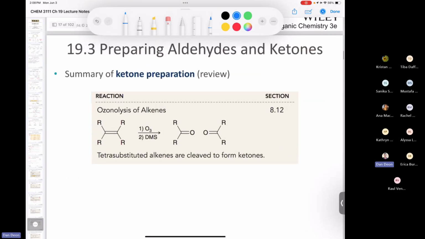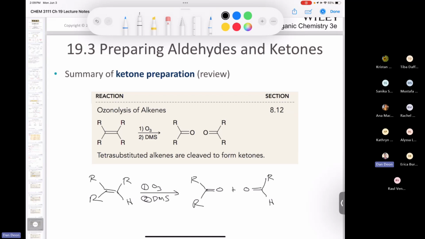And then this is the one I was going to start talking about and stopped myself: if you have a tetrasubstituted alkene, that's going to give you a pair of ketones when you do the ozonolysis. Also, one that's not in here is what if you had a trisubstituted alkene like this? In that case, if you treated it with ozone followed by DMS, you would end up with a ketone and an aldehyde. So that's kind of a cool reaction, right? You get an aldehyde and you get a ketone like that.